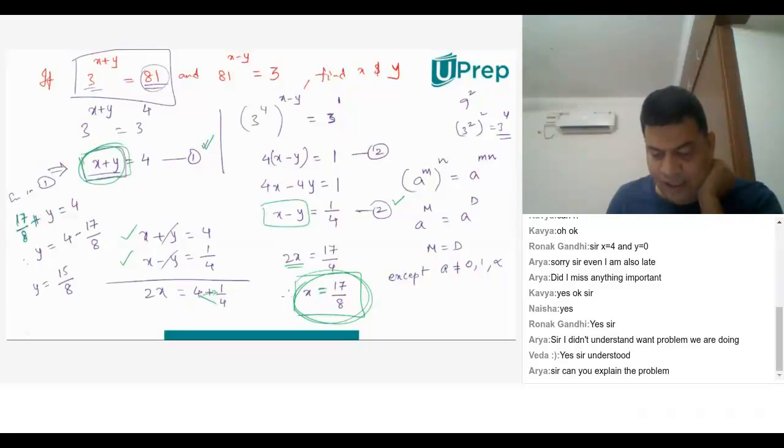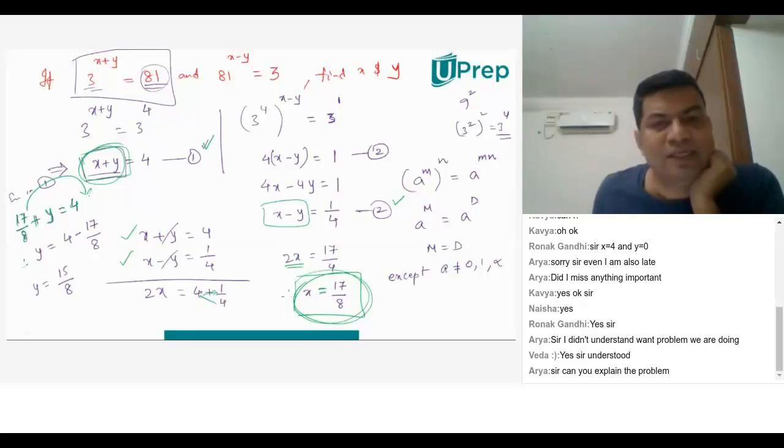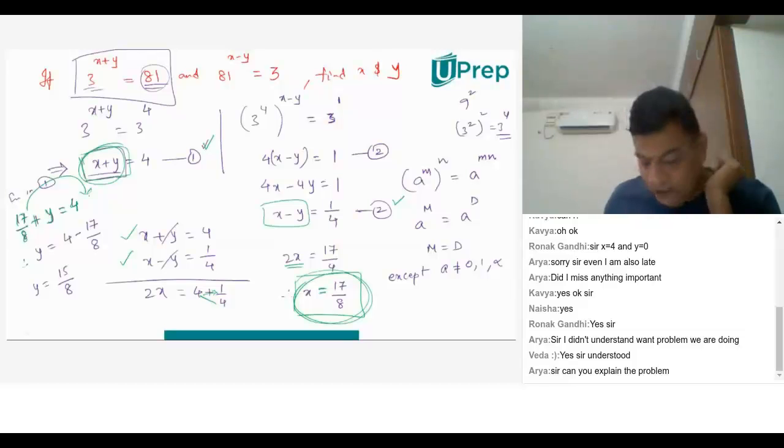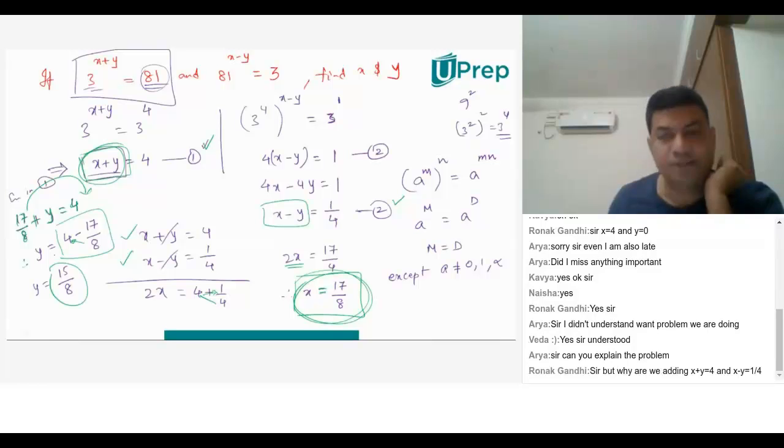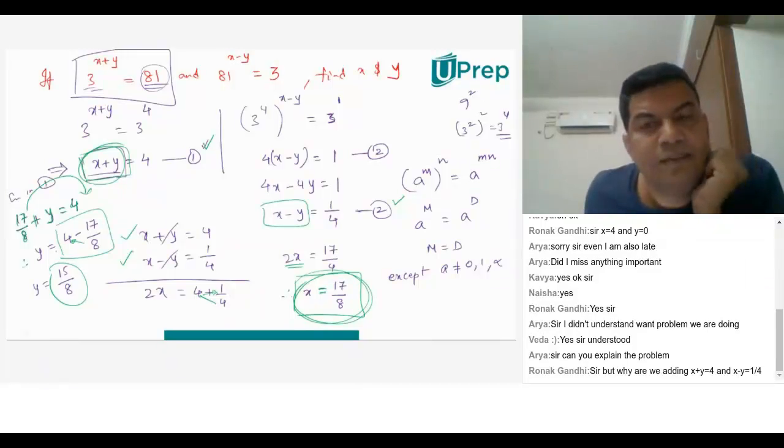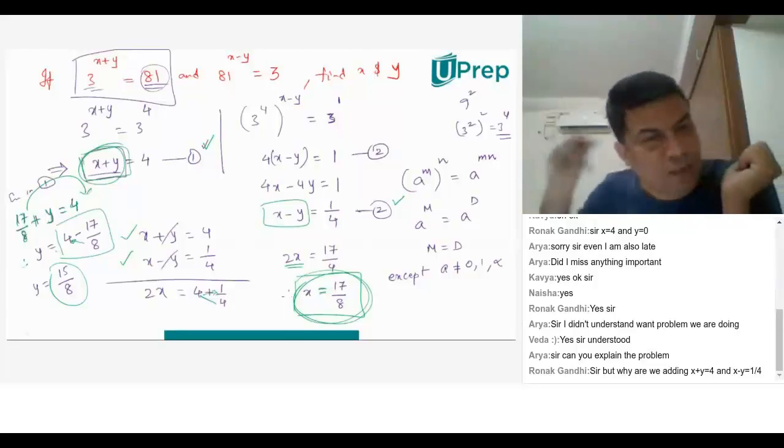And I don't know the value of y. Therefore, I'm writing y is equal to, I know x plus y is 4. Therefore, 17 by 8 plus y is equal to 4. Therefore, y is equal to, I am taking this 17 by 8 on the right hand side. If I take 17 by 8 on the right hand side, it will be 4 minus 17 by 8. Correct? So I just did the simple mathematics here. LCM, I took 8. 8 fours are 32. 32 minus 17 is 15 by 8. Is that okay, Akshar? Yes, sir. Sure? Yes, sir. Good.